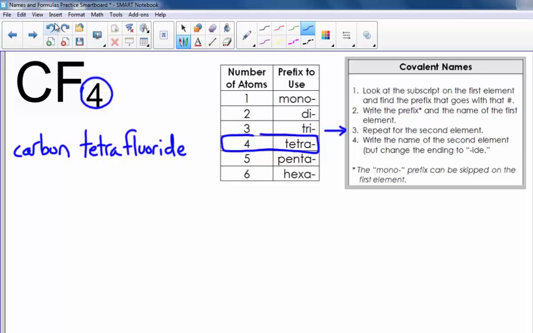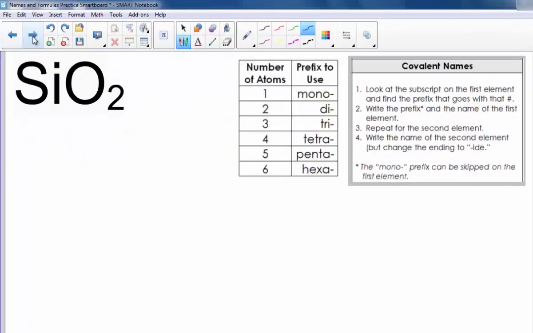So let's go ahead and move on to the next one. On the next compound, we have SiO2. Following the rules from last time, we need to name the first element and determine how many atoms there are. Silicon doesn't have a subscript to the right of it. That means there's only 1, but we're not going to write monosilicon. We're just going to write silicon.